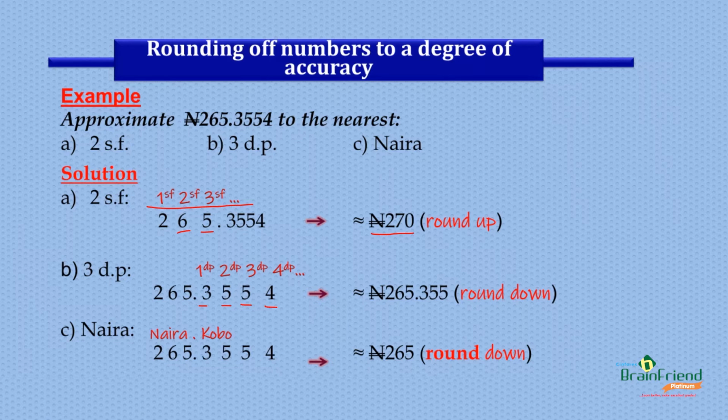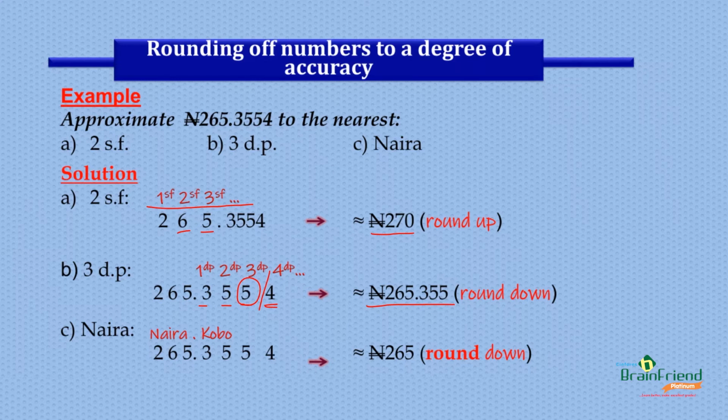Now, having had that understanding, 5 here is our target. And the number to the right of 5 is 4. So we round down. Recall that rounding down simply means we are cutting off the digits after our target number. That gives us a result of 265.355 naira.